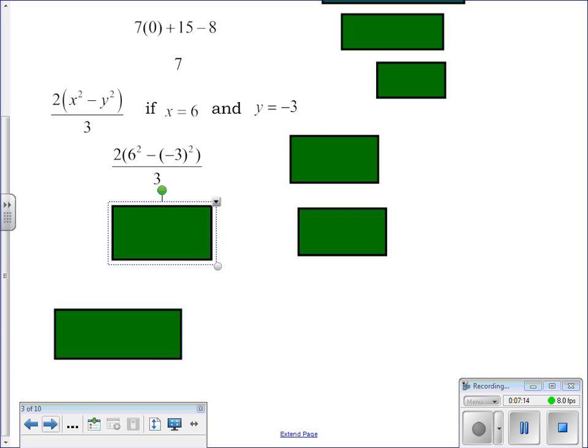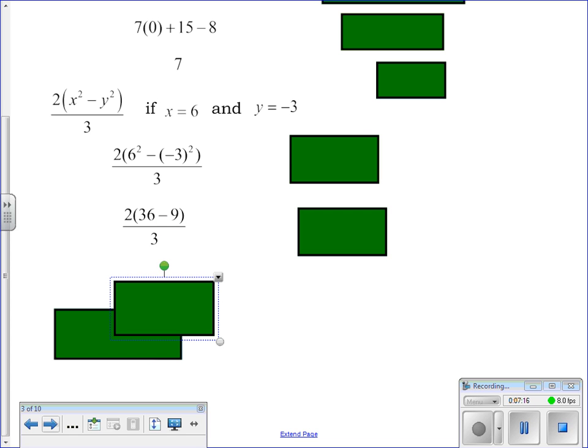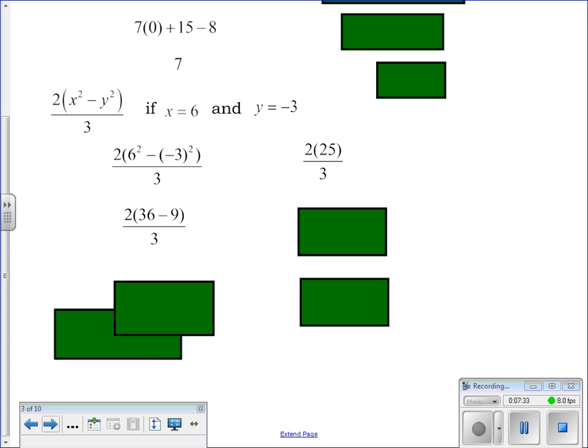And then start simplifying it. Notice I didn't do too much. I squared the 6, and I squared the -3. That's all I did. I didn't yet combine them up. I just did my squaring, following order of operations. Work on what's inside the parentheses. Okay. And then the next one, 36 minus 9 is 25. 2 times 25 over 3.